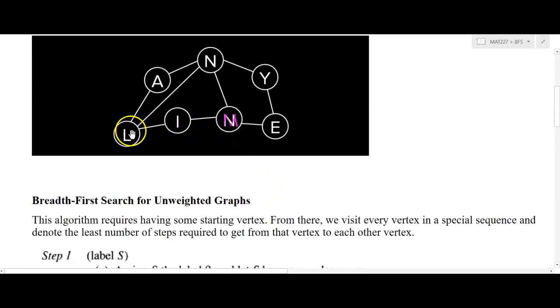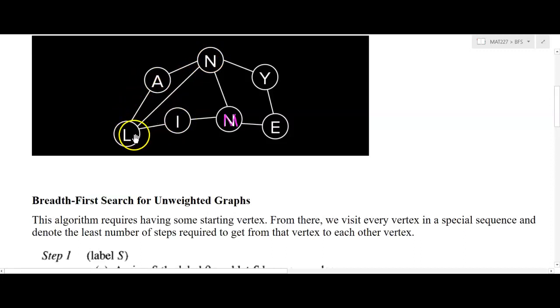As opposed to following any path all the way downstream, what we're going to do is take a look at all the vertices that are adjacent to our first vertex. So A, N, and I. And obviously that would mean that the shortest distance from L to A is going to be directly from L to A. From L to N, from L to I, shortest paths are direct distances.